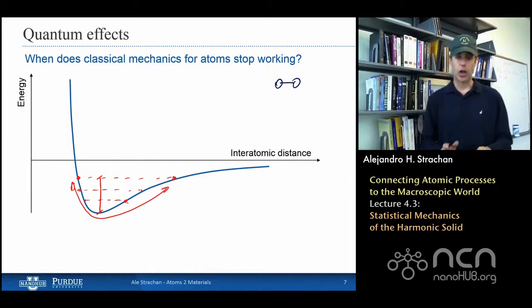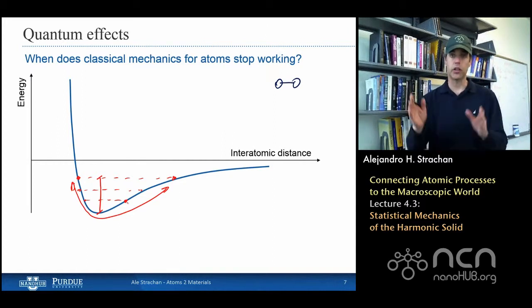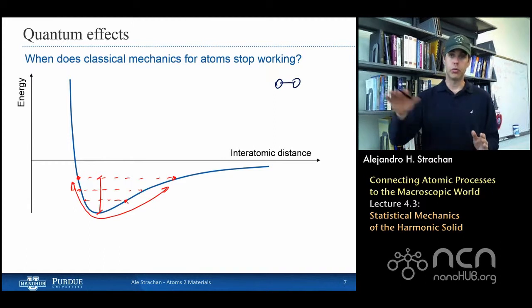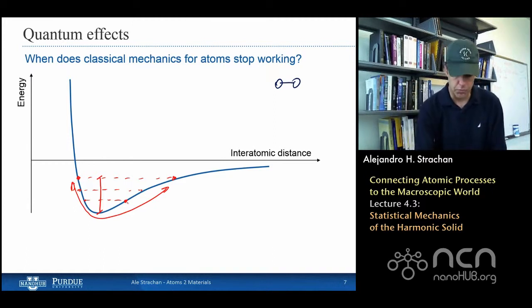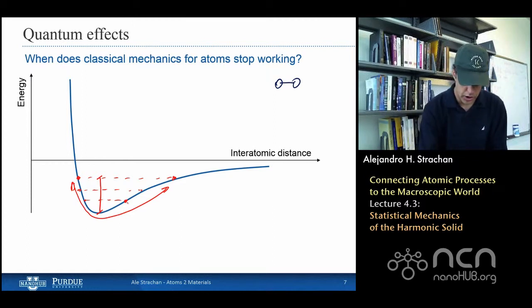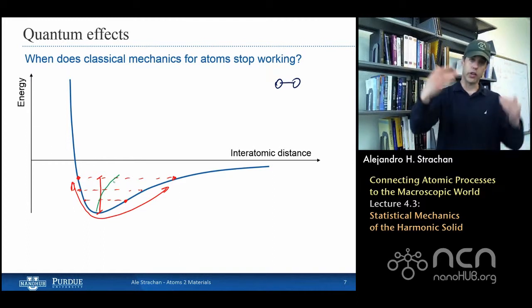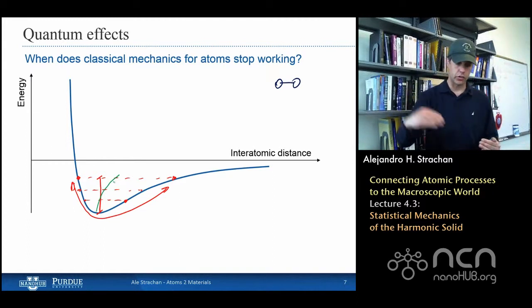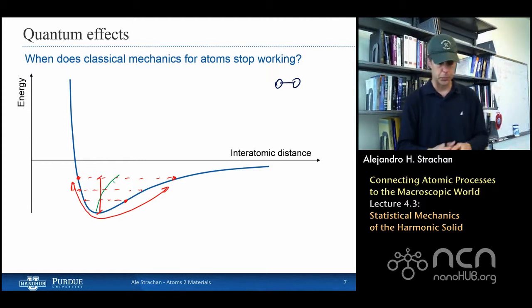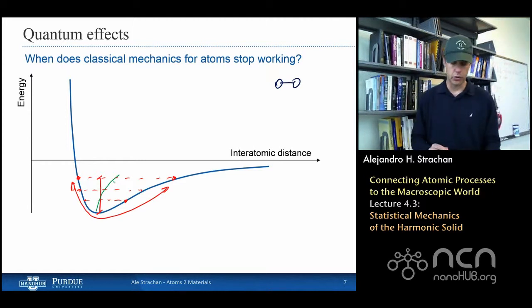One interesting thing that you see is that if you imagine what the average separation is between these two atoms, you can see that because of the asymmetry of the potential, as I decrease the temperature, the equilibrium distance moves to smaller and smaller distance. That's thermal expansion, but that's not what we're dealing with now.